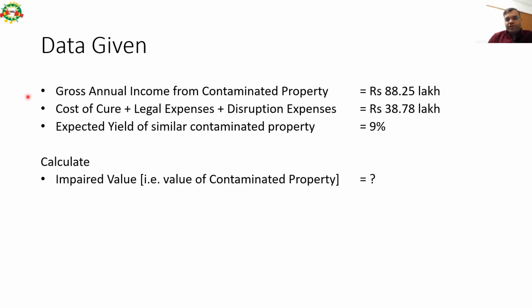So data given in the question is: annual gross income from the contaminated property is 88.25 lakh. Cost of cure, legal expenses, disruption costs, all these expenses combined are given as 38.78 lakh, and the expected yield from the contaminated property is 9%. And the impaired value of the contaminated property is what we have to calculate in the question.